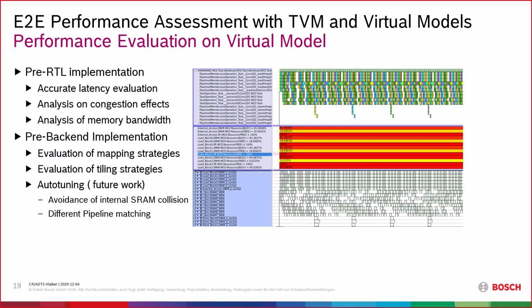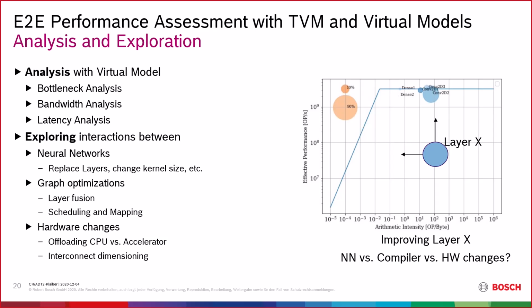Looking into the future, we can also think of using auto-tuning, and this can benefit from detecting internal SRAM collisions or different pipeline matchings. And this possibility to analyze and to explore at a very early stage actually opens up the entire design space for us, because doing a bottleneck analysis, a bandwidth analysis, and a latency analysis in such an early stage of a project brings whole new possibilities.